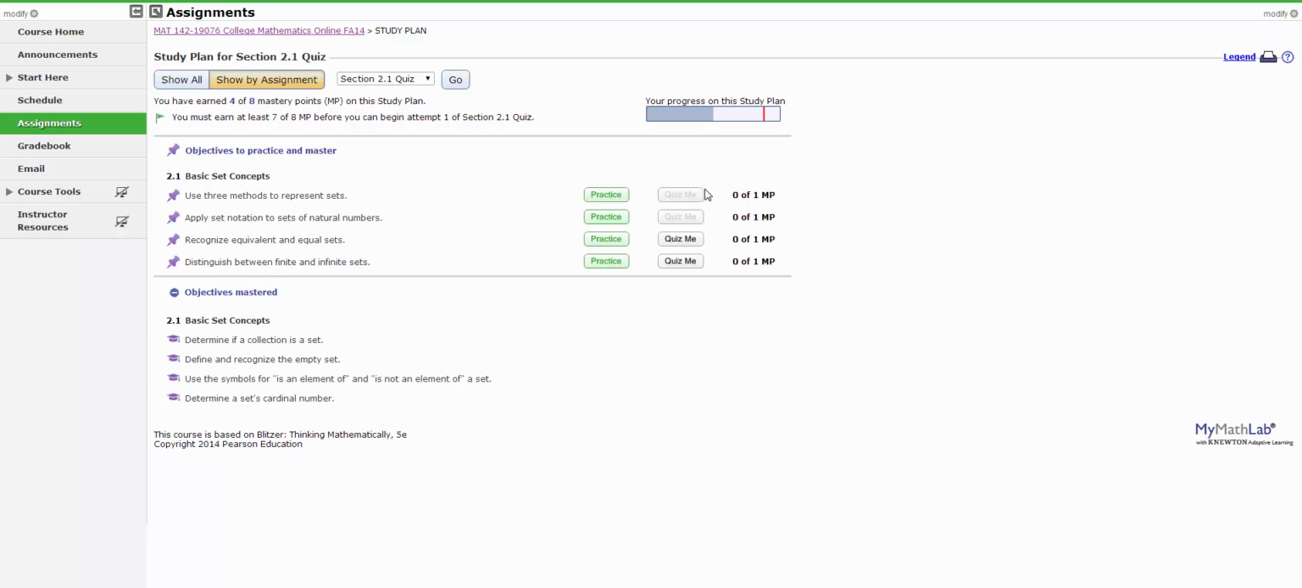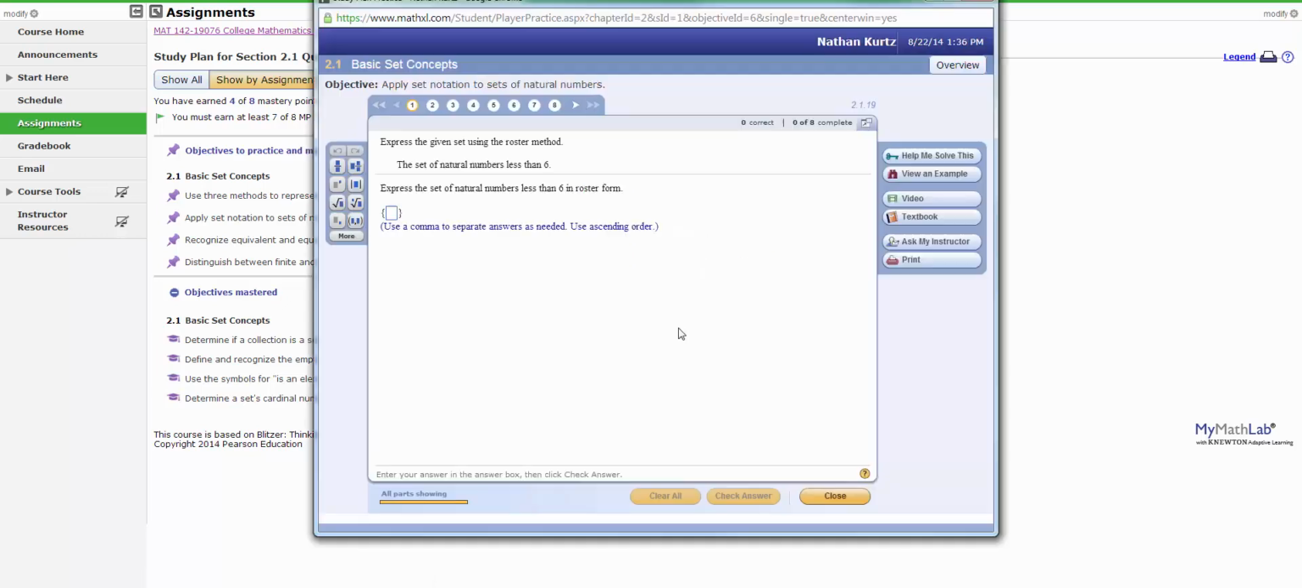And the second would be, if you attempted the QuizMe and did not pass, you are actually forced to come and attempt a practice assignment, where you must complete at least one practice problem correctly before you are able to attempt the QuizMe section again. So to get into the practice for a given objective, go ahead and click on the Practice Me button.